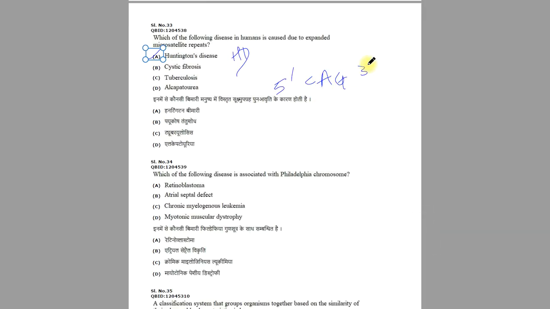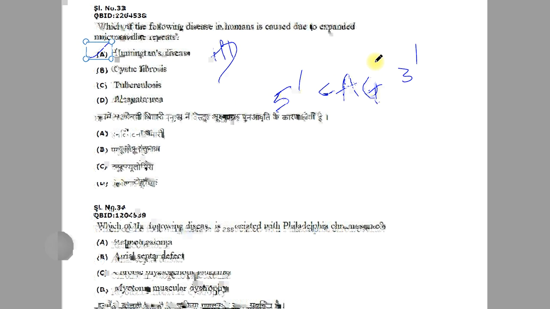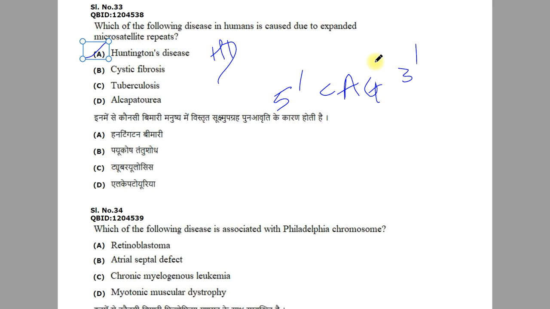The 5' to 3' sequence is CAG. And these repeats are repeated, normally 6 or more times, and can go up to 35 times. Because of this repeated CAG, a lot of protein is produced, a polyglutamine protein, because of which there is this disease.